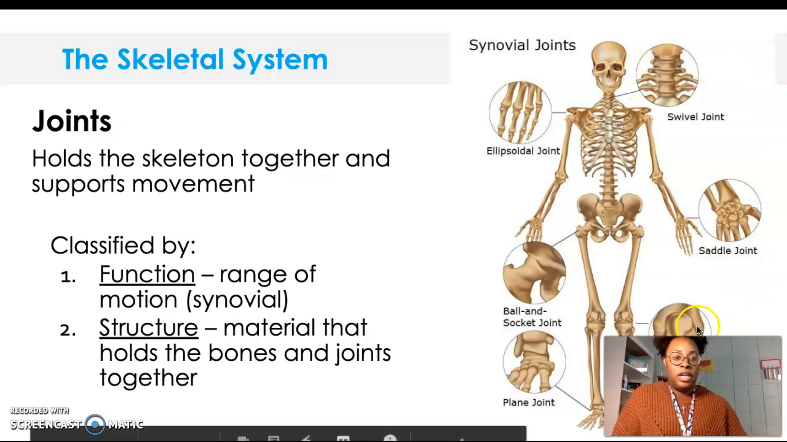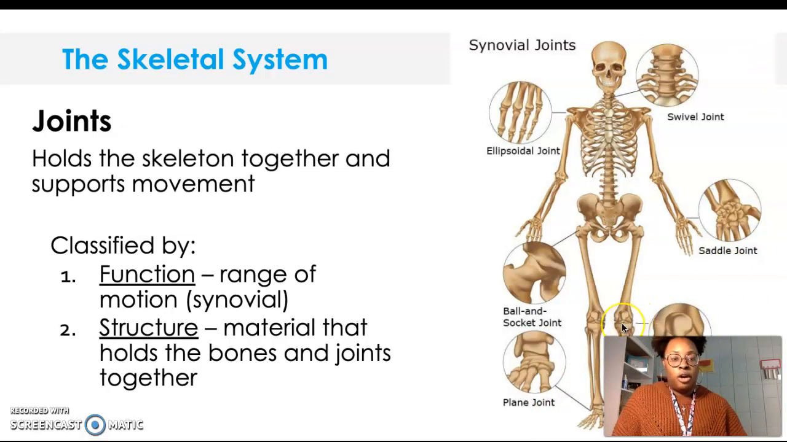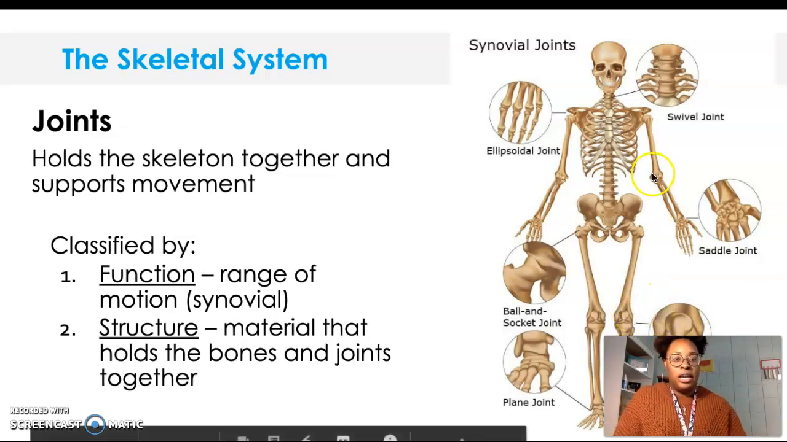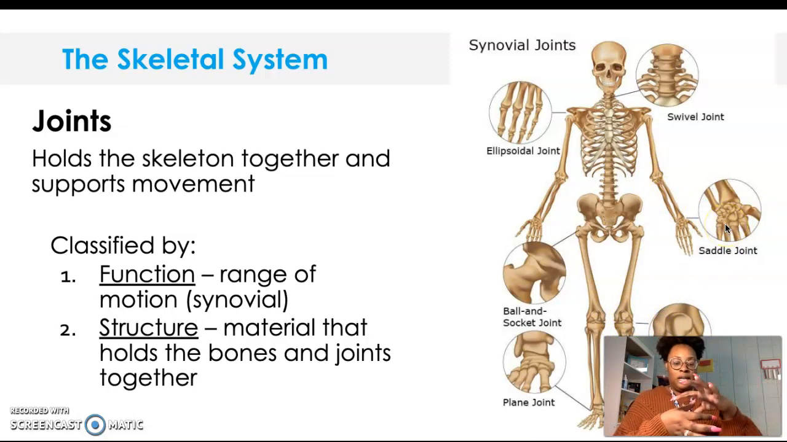You've got a hinge joint, which only goes front and back, so you can only do this. So that's going to be in your knee, in your elbow. You've got the saddle joint, and so the bone sits in the joint like that, and you can move back and forth like this, which is going to be right here between your thumb and your wrist bones.